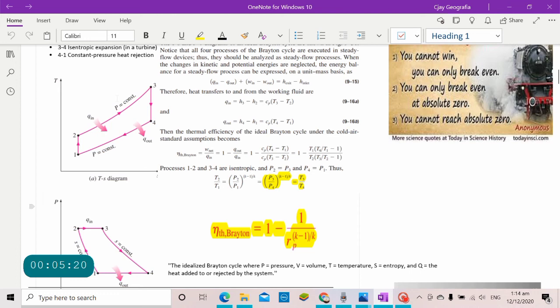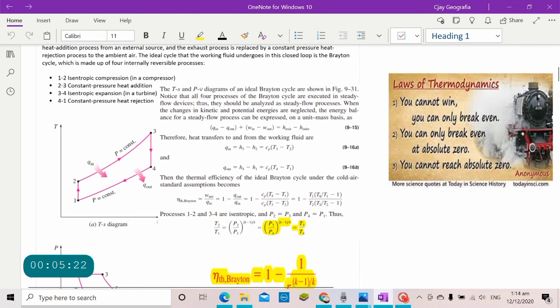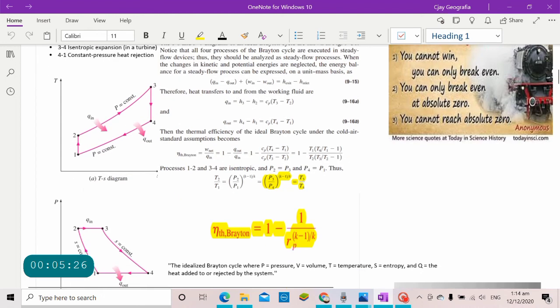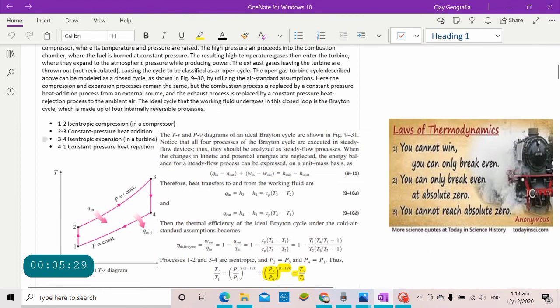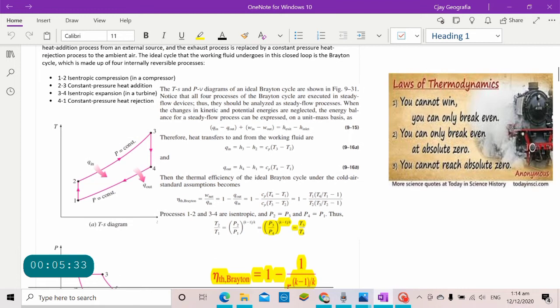So this one, the T-s and P-v diagrams of the ideal Brayton cycle are shown in Figure 9.31. So you can see, notice that all four processes of the Brayton cycle are executed in steady flow devices. Those should be analyzed as steady flow processes. When the changes in kinetic and potential energy are neglected, the energy balance for a steady flow process can be expressed on a unit mass basis. So this is our basis for the unit mass.